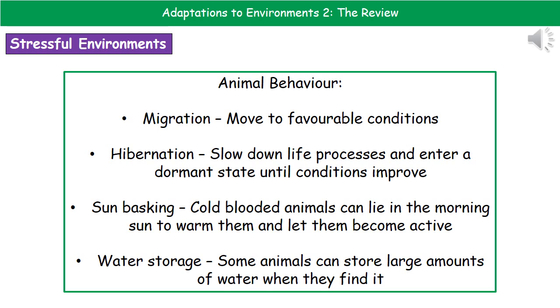The other way that animals can cope with these stressful environments is by altering their behaviour. One thing that animals can do is to migrate, so that when the winter comes, if they're not very good at dealing with that cold weather, they can just fly south for the winter. They can also go into a hibernation state, so that means they're going to slow down all their life processes and enter that dormant state until those conditions improve and more food is available, for example. If we think about cold-blooded animals, then we get this idea of sunbasking. In that early morning sun, they come out and they lie on those nice hot rocks in order to warm them through, and that lets them become nice and active.